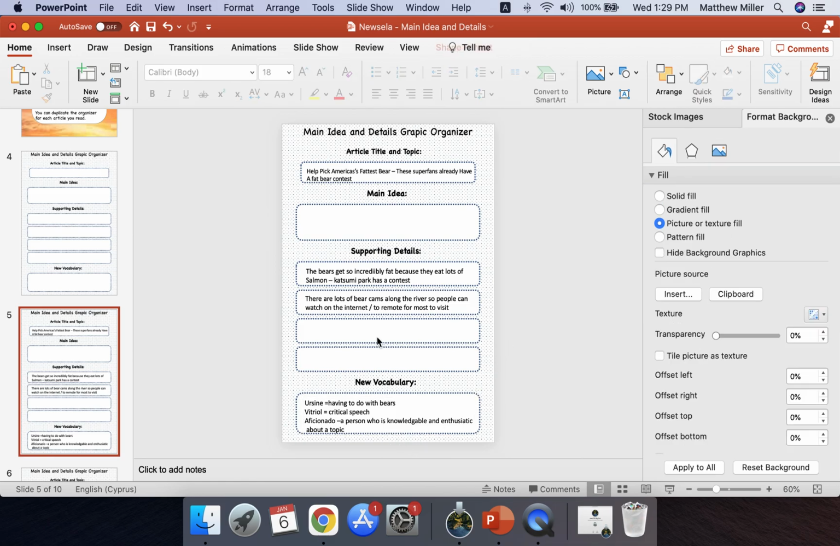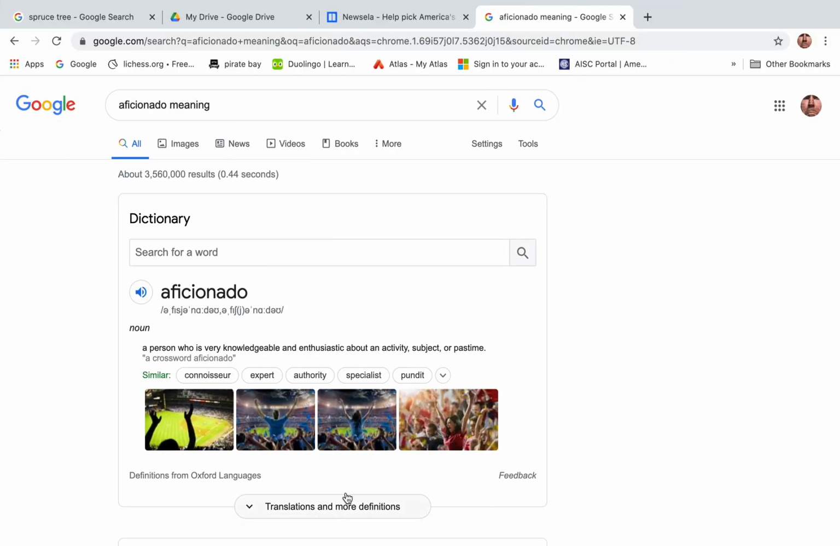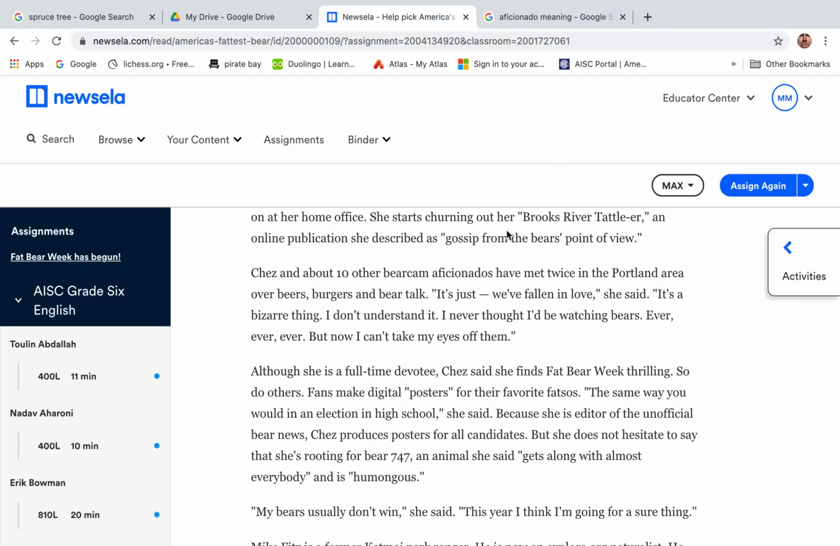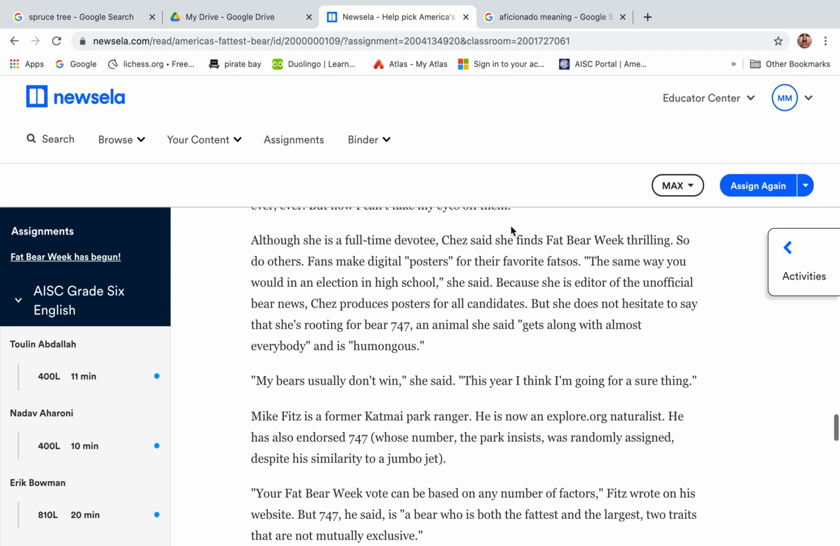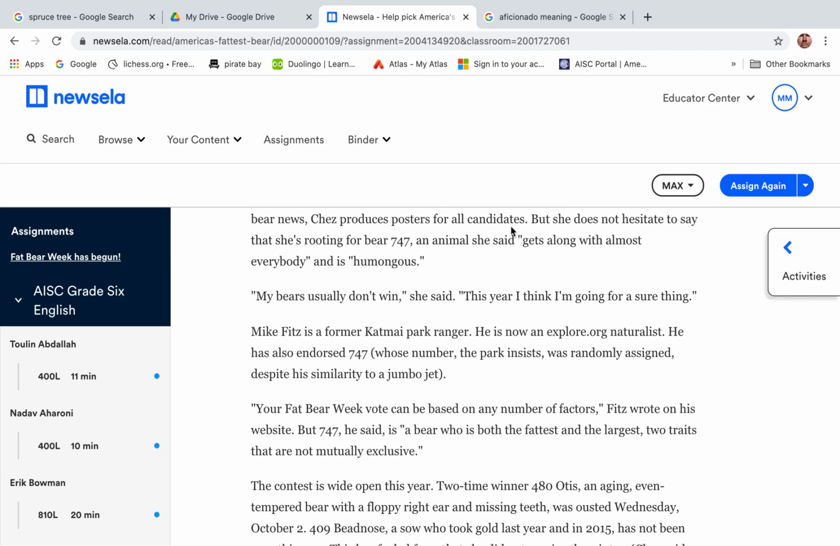Okay, let's go work on our article. Let's see here. Where was our article? Okay. This Bear Week thrilling. To make digital posters. My bears usually don't win. I'm thinking this is your thing.